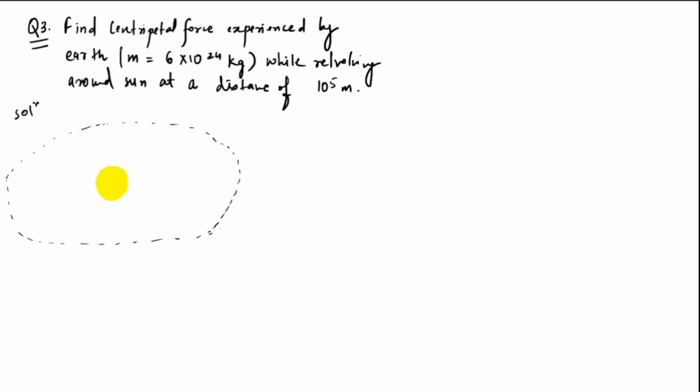Oh, okay. So we know the time period. We know the radius. We can find out the velocity of Earth. It should be 10 to the power 15 meters, not 5. Okay. The time it took is 365 days. Again, these 365 days need to be converted into seconds.